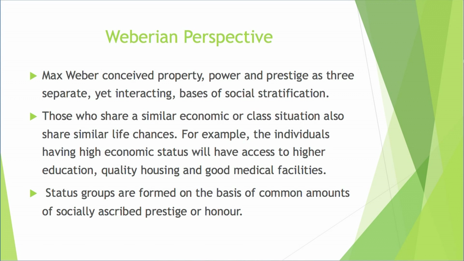facilities. Then status group. According to Max Weber, status groups are formed on the basis of common amounts of socially ascribed prestige or honor. Now, caste is an example of a status group. For example, a poor high caste person may be highly respected in a village in India. So it is not just economy that decides the power and prestige of an individual, but it is also the status group which determines the power and prestige of a particular social group.